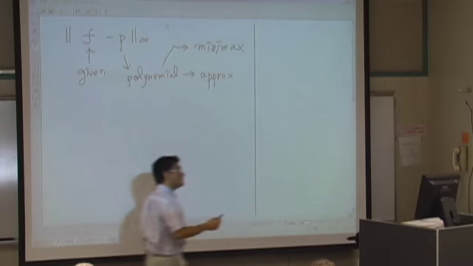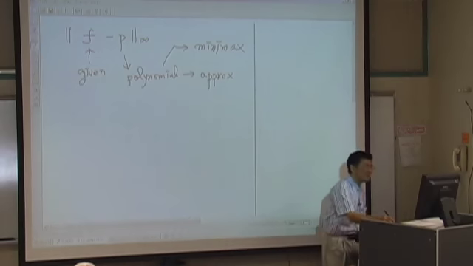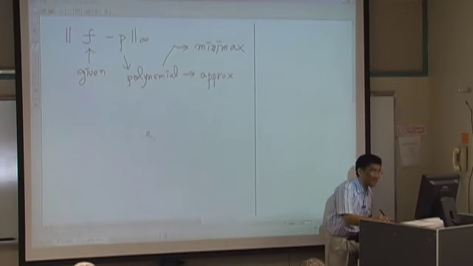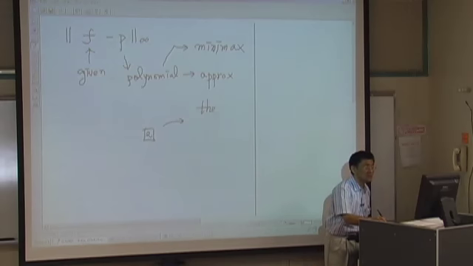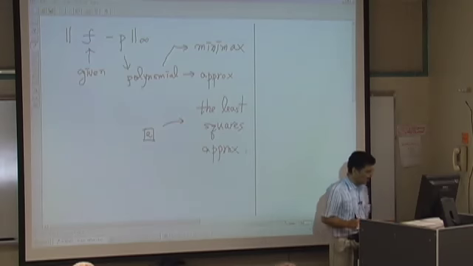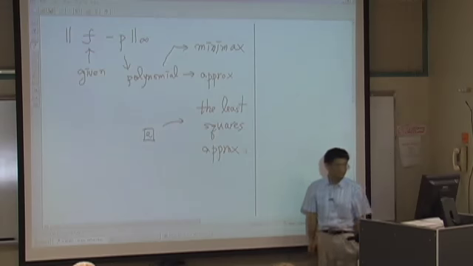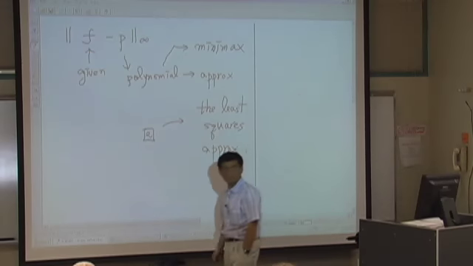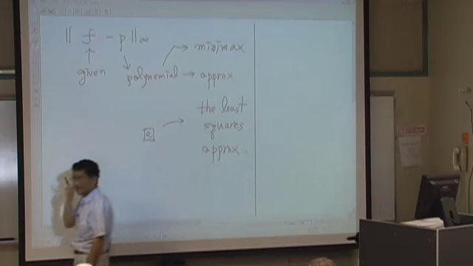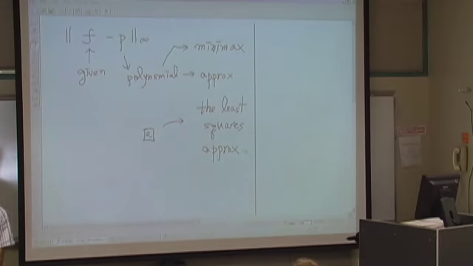If you are using the same thing, everything is the same, but infinity becomes 2, then we call the polynomial the least squares approximation. So these are two popular cases, minimax and the least squares approximation.